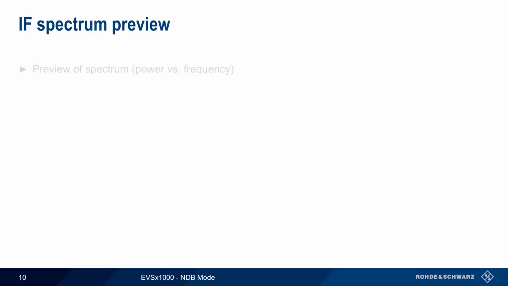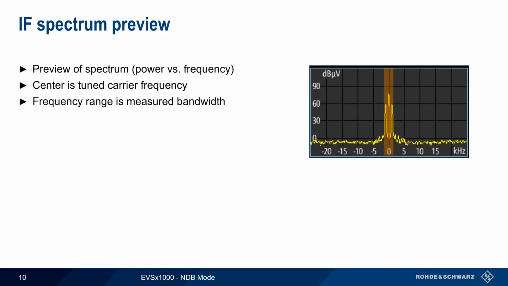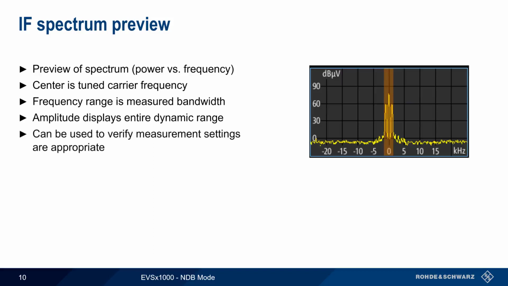The IF spectrum preview provides a plot of power versus frequency, similar to a spectrum analyzer display. The center of the display, or the zero frequency, is the nominal NDB frequency, and the frequency range, or span, is set to the measured bandwidth. The EVS chooses a power range that will display both the peak and the noise simultaneously. The main application of the IF spectrum preview is verifying that the measurement settings are appropriate. For example, we can use the IF spectrum to see if an NDB signal is present, or if there's noise or other types of interference in addition to the NDB signal.